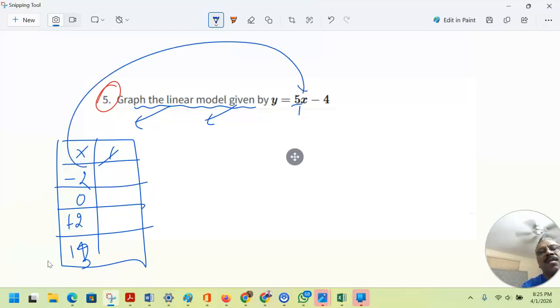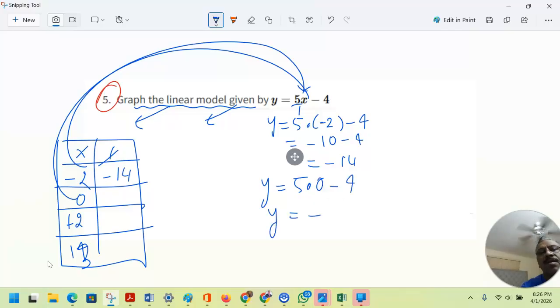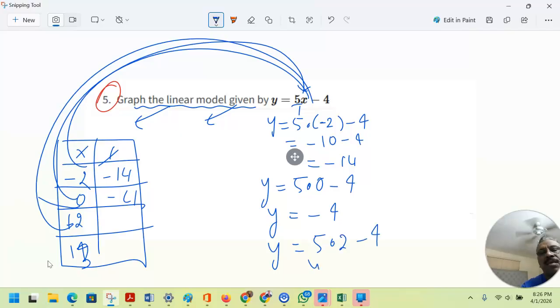If I plug in -2 here, that will be 5 times -2 and -4. So -10 and -4, which is -14. See? So at -2, it is -14. If I plug in 0 here, you'll see y equals 5 times 0 minus 4, and that will be -4. If I plug in 2 here, that will be 5 times 2 minus 4, which is 10 minus 4, which is y equals 6.